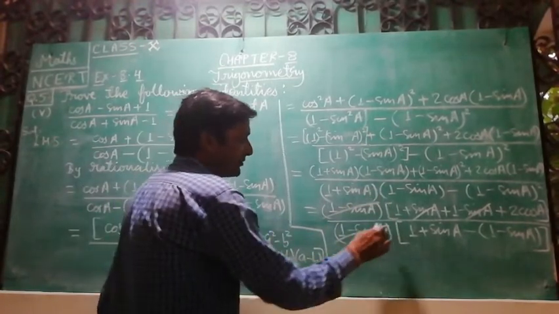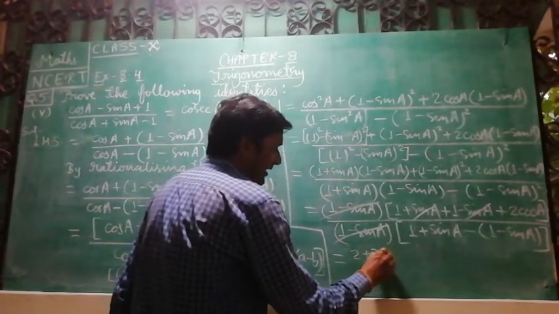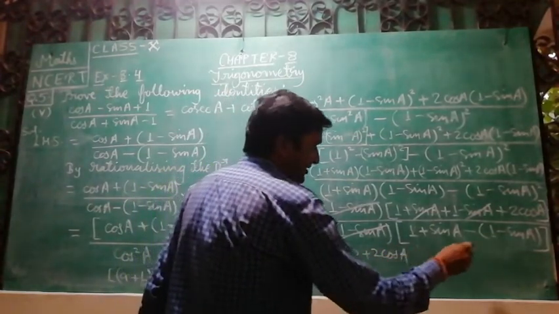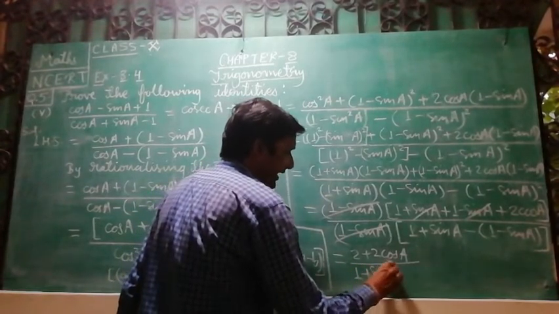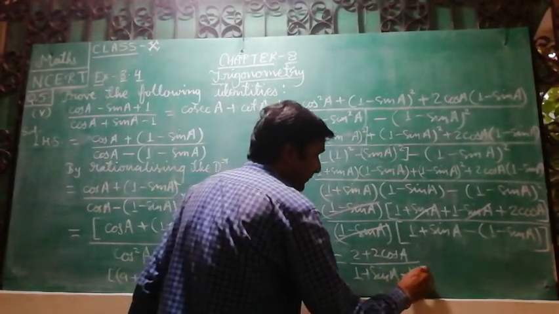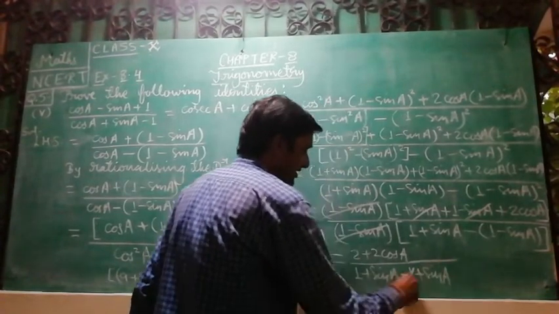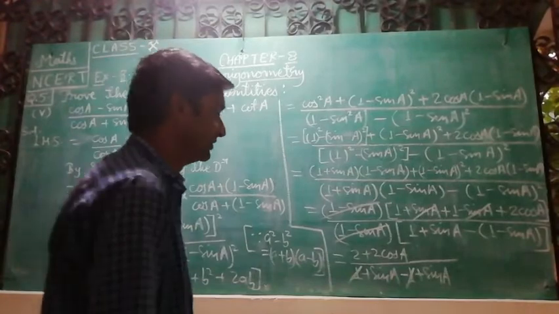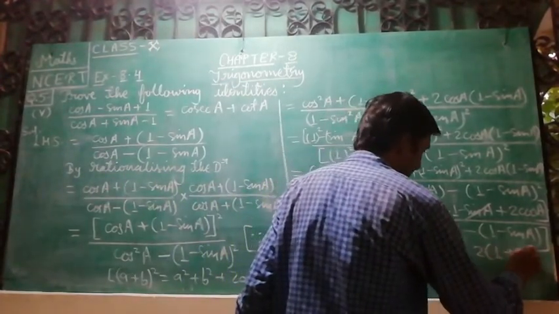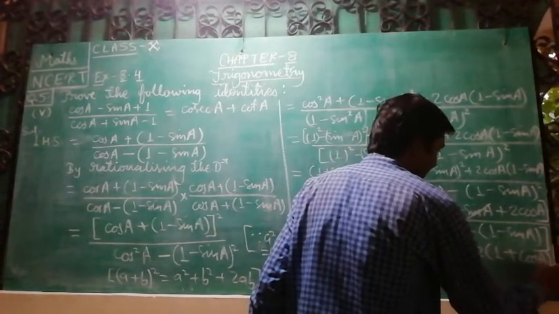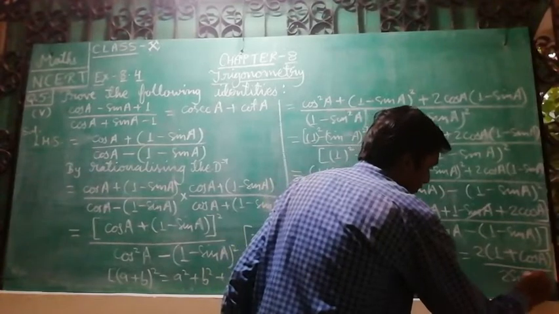What are the remaining terms? 1 plus 1 is 2, 2 plus 2 cos a. So 2 plus 2 cos a, and in the denominator, see this step, it will be 1 plus sin a, and afterwards minus 1 plus sin a. So this negative 1 and positive 1 will be cancelled. 2 can be taken common from here. So if 2 is common, then what will be the remaining terms? 1 plus cos a, and in the denominator it is 2 sin a. Sin a plus sin a is 2 sin a. So this 2 is also cancelled.